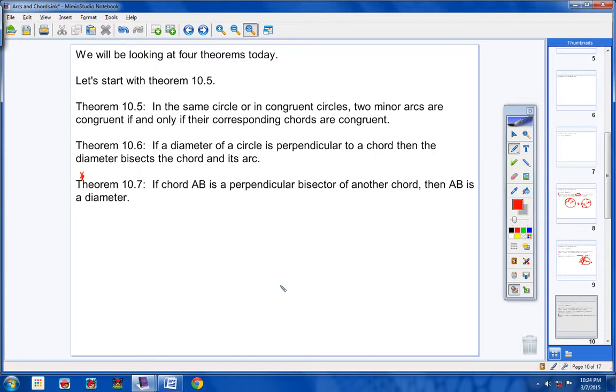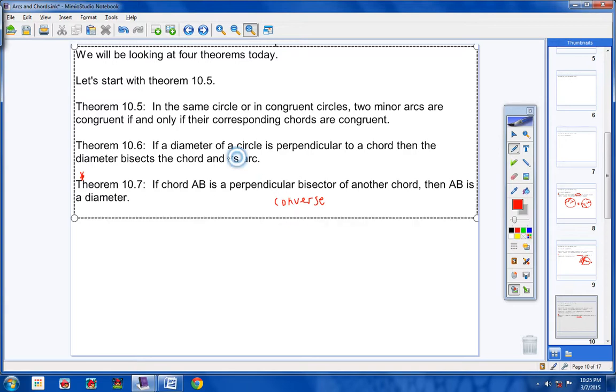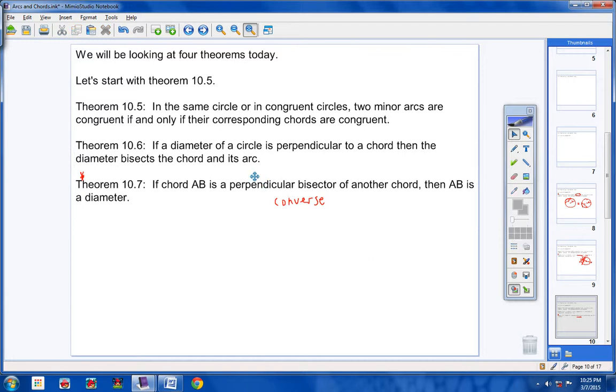Now while you're copying this down, just listen to me talk. Do you guys not see? This is pretty much, not exactly, but it's pretty much the converse of the last theorem. Up here we said if a diameter is perpendicular, then it bisects the chord. Now they're saying if a chord bisects a chord, then that chord is the diameter. Okay? So that's pretty much the converse of each other. So up here, if a diameter of a circle is perpendicular to a chord, then it bisects the chord. Here we're saying if chord AB is a perpendicular bisector, then it is the diameter of the circle. And we'll talk about this in just a second.